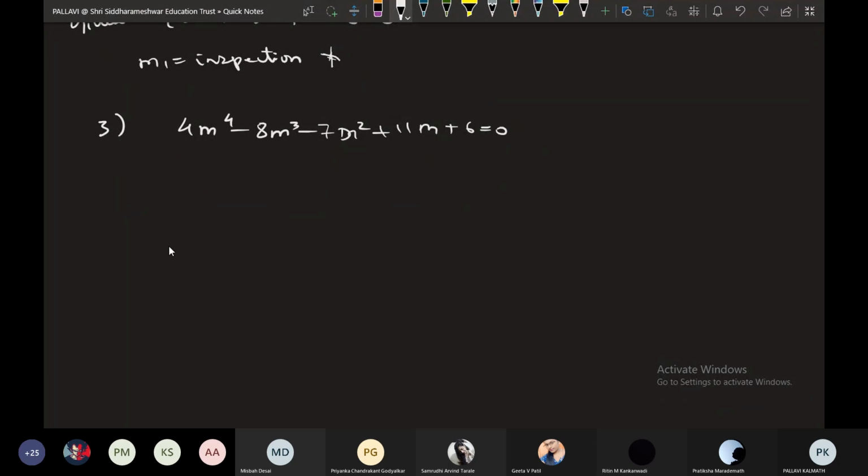Those who have not solved, whether all 40 students have solved it, those who attended yesterday, some 33-34 was the strength, I guess. Whether all have solved this example. This is also important, it is asked in the finals. Okay, so by inspection, what is your first root?